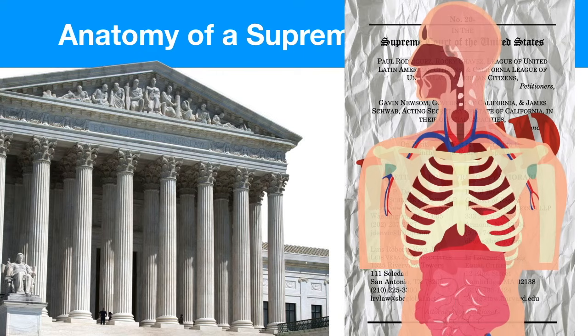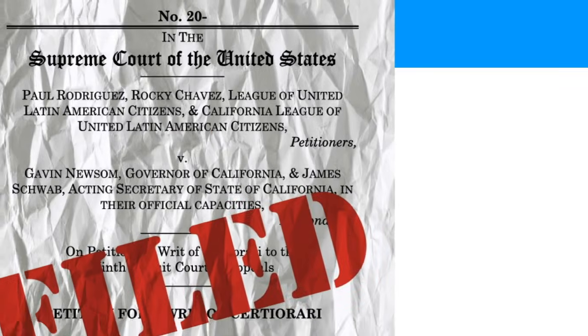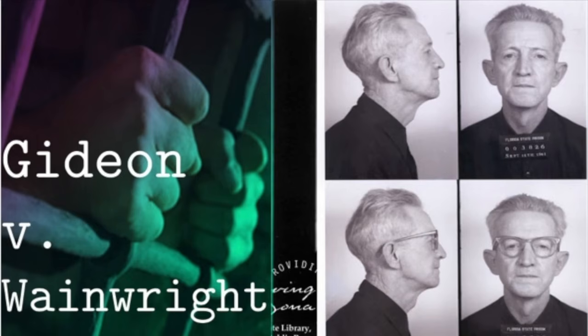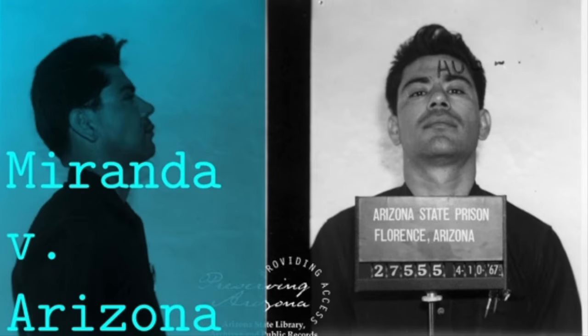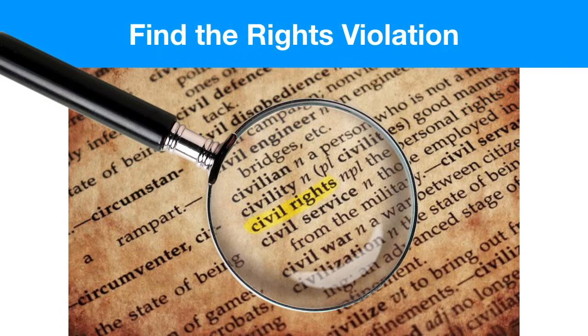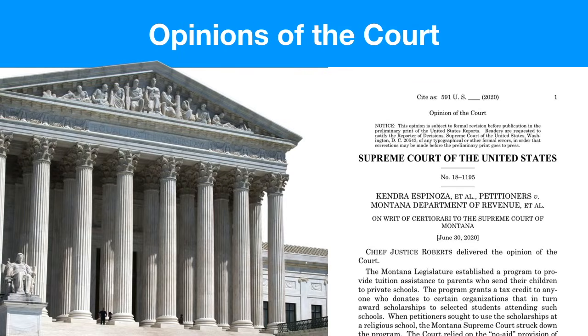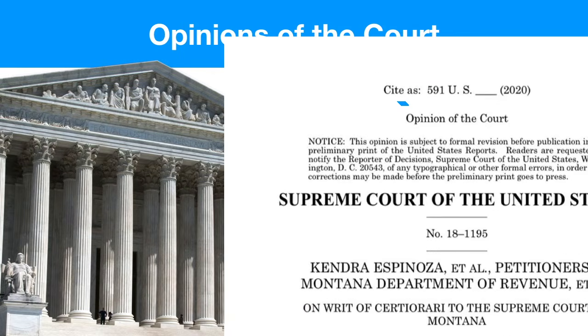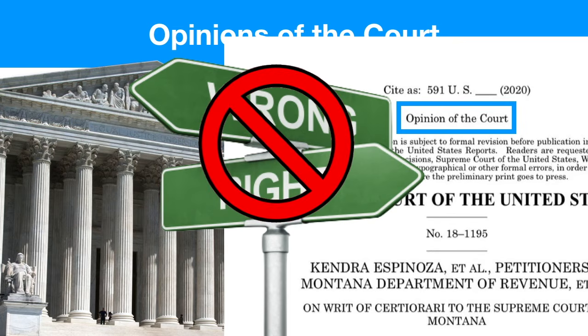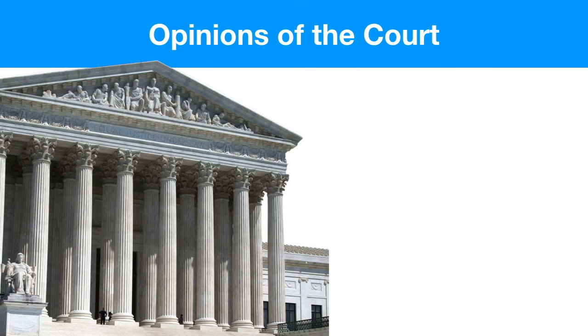So to review, the anatomy of a Supreme Court case is the title, which is someone versus someone, or in re something. Each case is going to have an interesting story, but it doesn't really matter because we are looking for the rights violation, whether that's a free speech issue or freedom of religion or whatever. And the Supreme Court is going to give some kind of opinion on how they interpret that right or that violation of a right. These opinions shouldn't be looked at as right or wrong. These are just the way that the judges feel, and we go by how most judges feel, which is called the majority opinion.